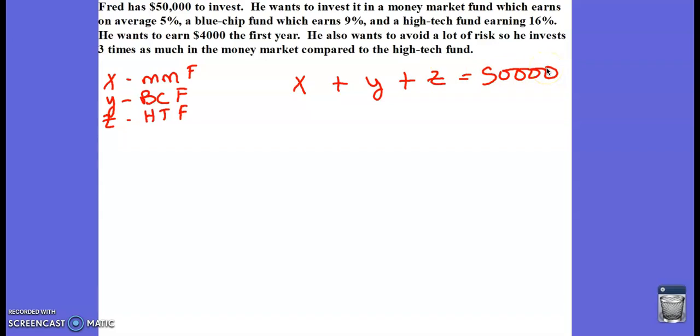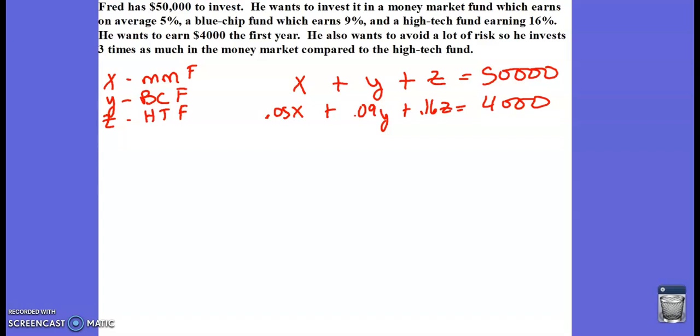So again, I don't know how much we're investing. That's what we're trying to find. So I'm going to invest a certain amount into the X fund, into the Y fund, into the Z fund, and I know it will equal 50,000. I also know that the X fund, which is the money market fund, earns an average of 5%. So this literally would be 0.05x. The Y, which is the blue chip fund, earns 9%, and the high tech fund earns 16% interest, and I want to make $4,000. So that's my second equation.